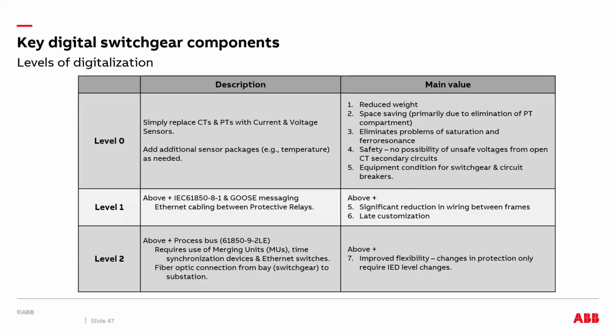And there's Ethernet cabling between the protective relays. Over here, you're reducing the cabling between the CTs and VTs and the relays, which is robust in a conventional network. Here, it's going to be one Ethernet cable coming from the current sensors and one Ethernet cable coming from the voltage sensors and going into the protective relays. And we save money on copper. We can customize it later depending upon the application.